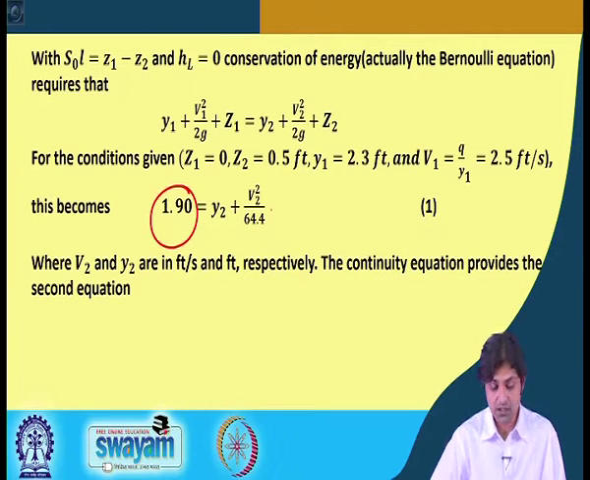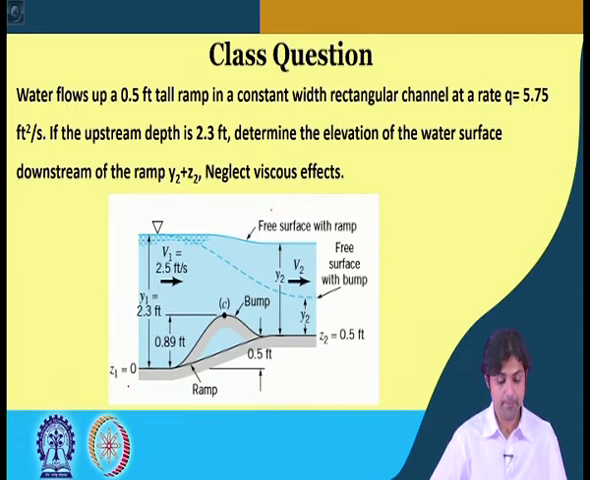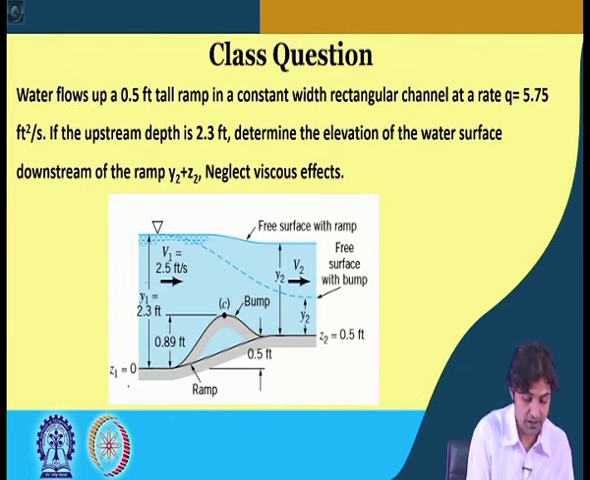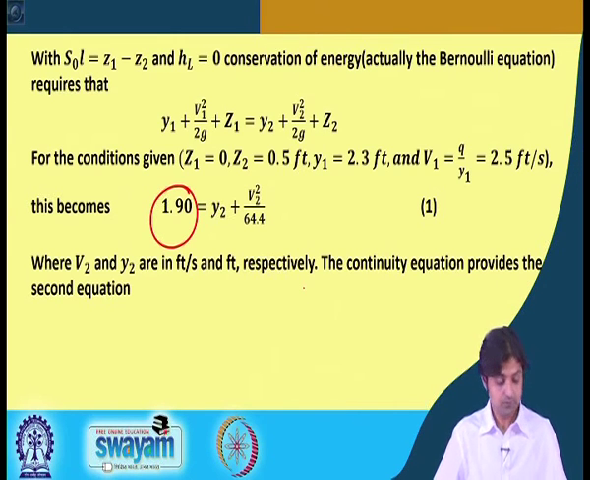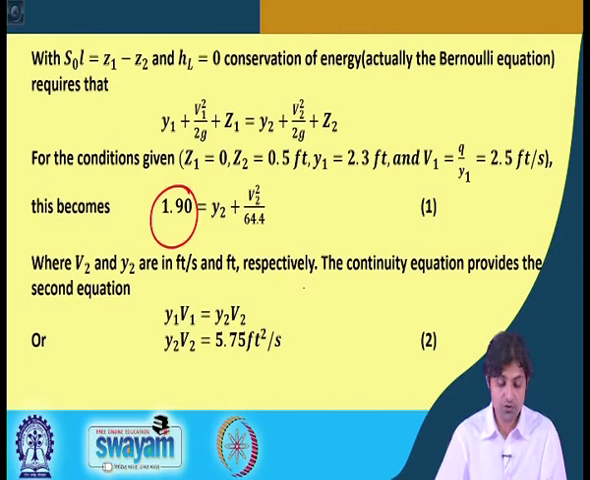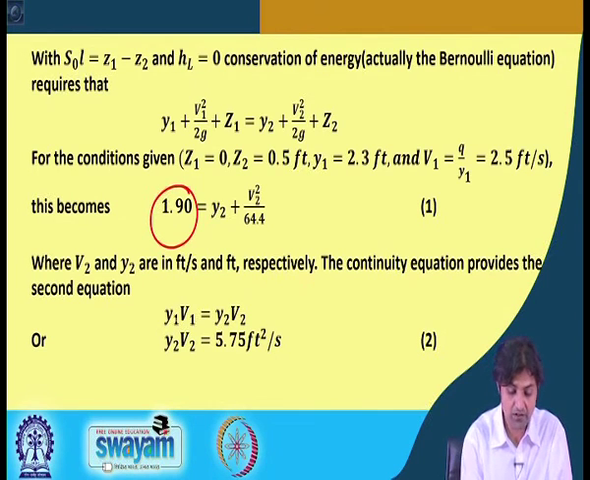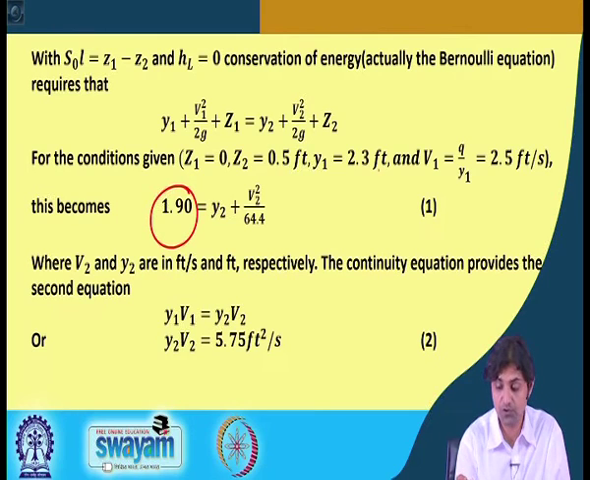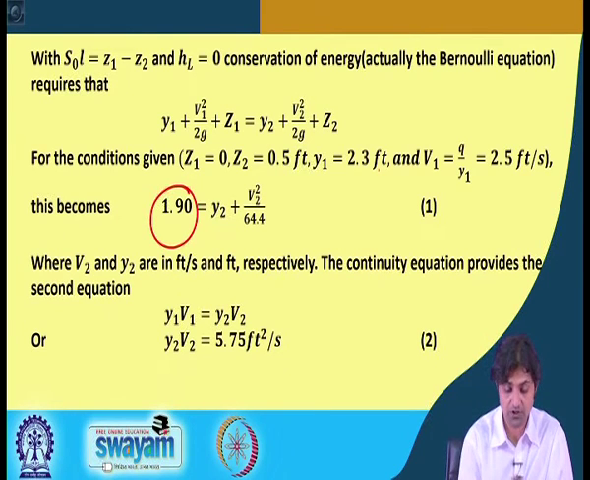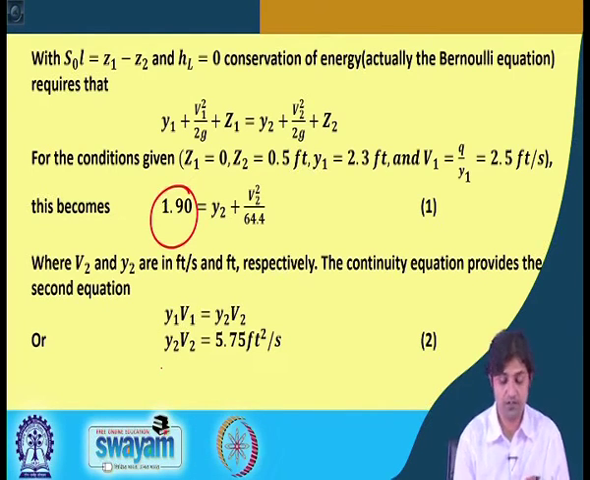Now, we also apply the continuity equation, and this will give us a second equation. So, v1 y1 is equal to v2 y2, because the width b is constant. We know y1 is 2.3 and v1 is 2.5. So, this becomes v2 y2 is equal to 5.75 feet square per second. That is another equation that we have got.